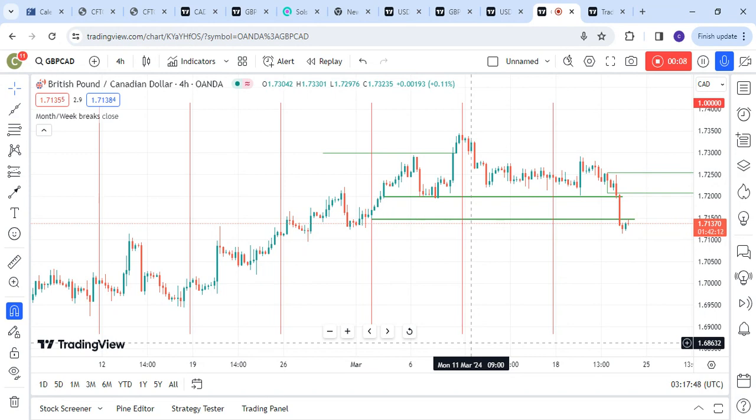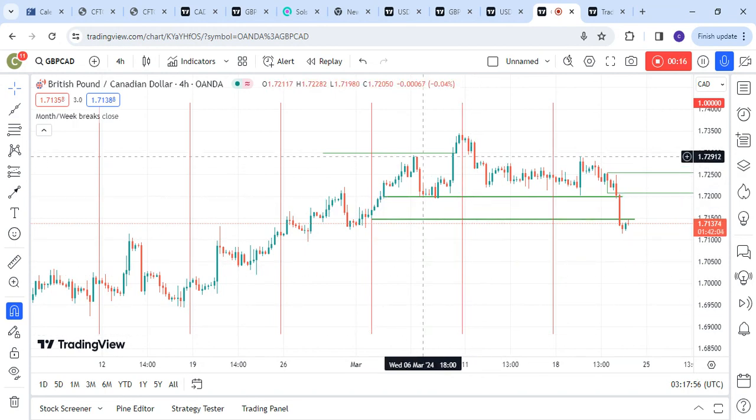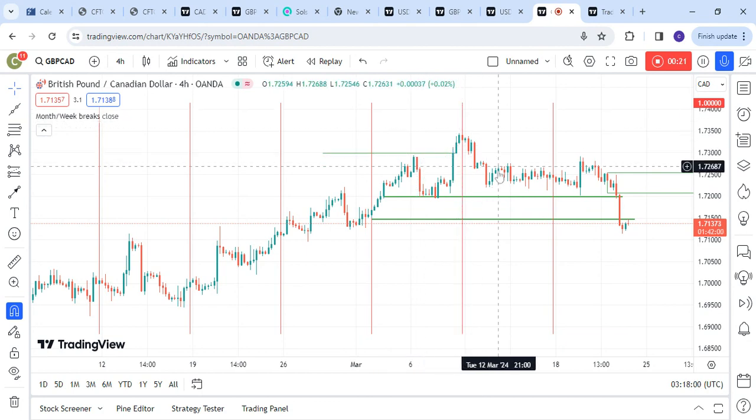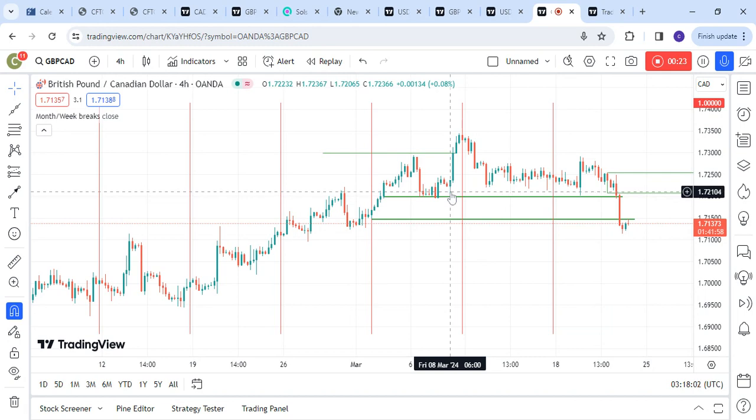I gave a trade forecast for British pound Canadian dollar earlier, and I said the market was going to buy because it has broken structure to the upside, and of course it came and took out this inducement. Inducement is simply the zone that led to the break of structure, which has a lot of market orders there.